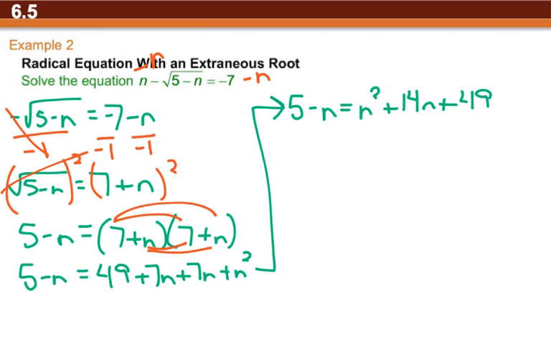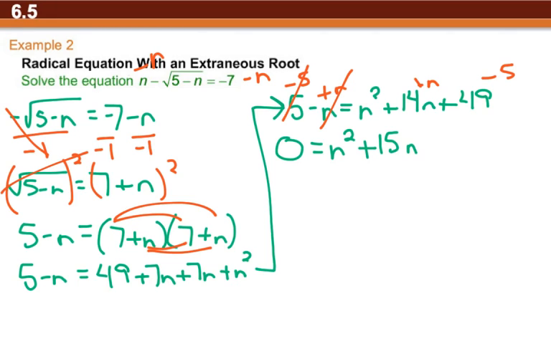So we need to move this 5, subtract 5 from both sides. We need to move the n, we'll add n to both sides. So we are left with 0 equals n squared. We end up with plus 15n and plus 44.